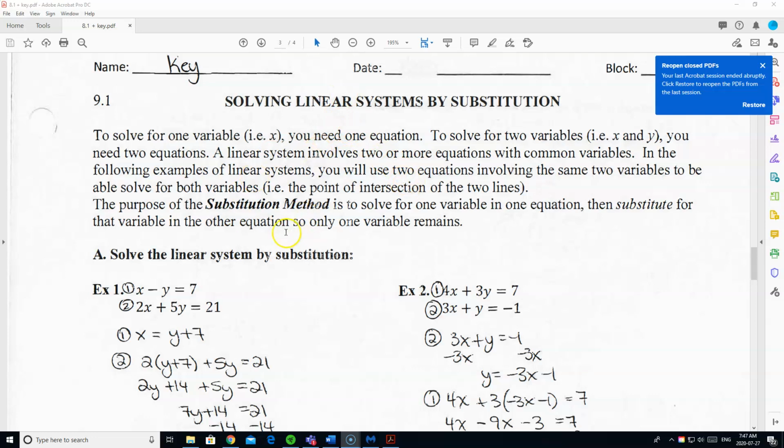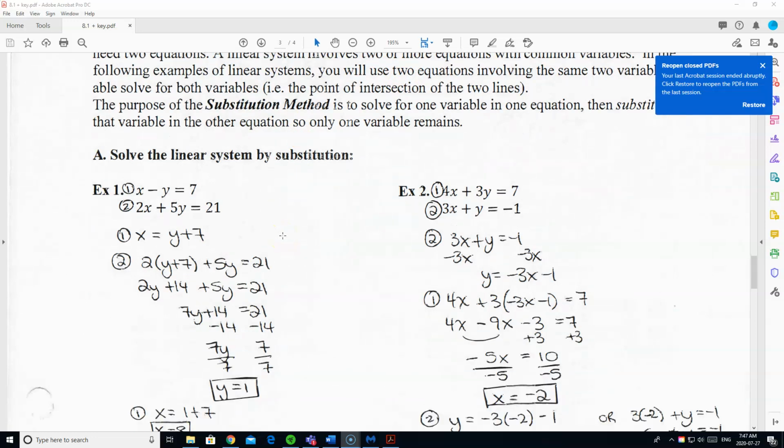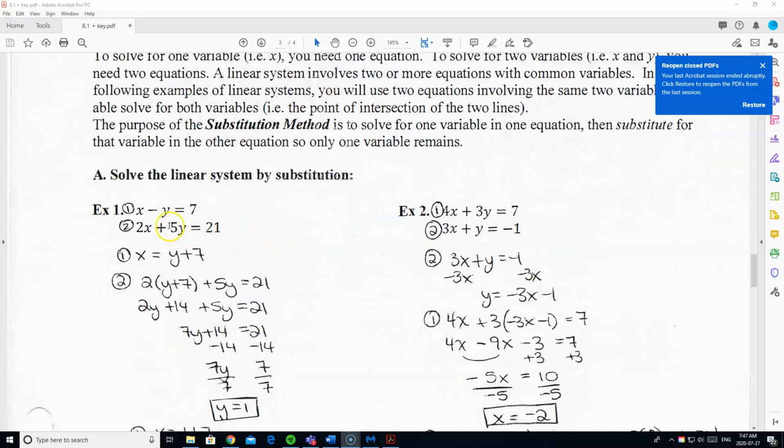So let's take a look at examples here. These are kind of filled out, but we'll go through this. So example 1, you have equation 1: x minus y equals 7. Yeah, there we go. And equation 2 is 2x plus 5y equals 21.